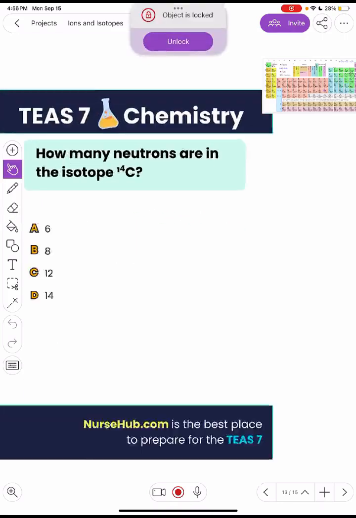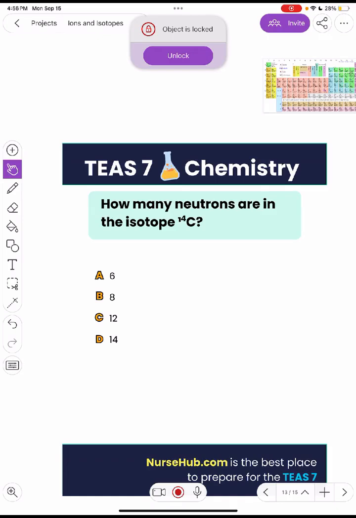Let's talk about this one next. How many neutrons are in the isotope? This one, C14. I'll say it like that. Okay? Great conversation in the chat going on. Love this. Love the aha moments. Let's see if you remember what this one is, y'all. C14. So how many neutrons are going to be in that?